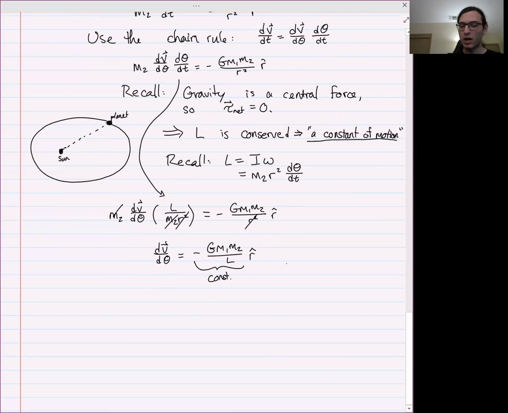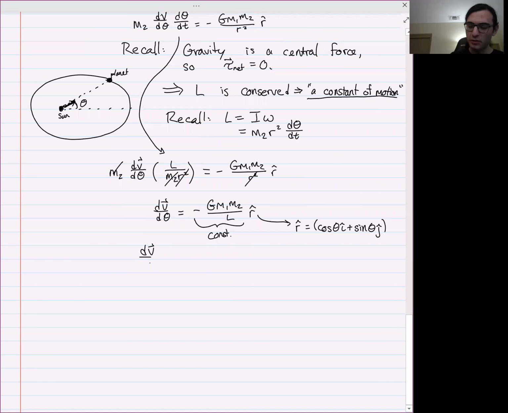And this r hat is just the vector that has a unit length that points towards the planet at an angle theta. And so we actually know what the vector formula is for that. The vector formula for r hat is just cosine theta i hat plus sine theta j hat. And so that is dv d theta, I'm just substituting this in, is just minus g m1 m2 divided by L times cosine theta i hat plus sine theta j hat.